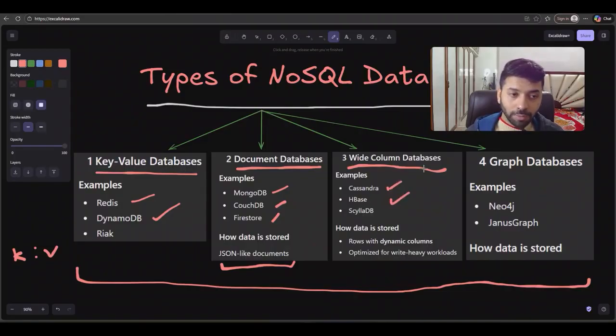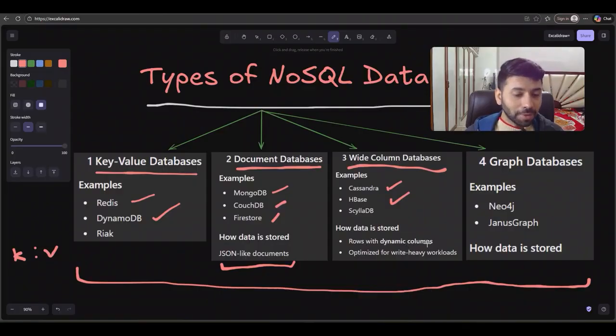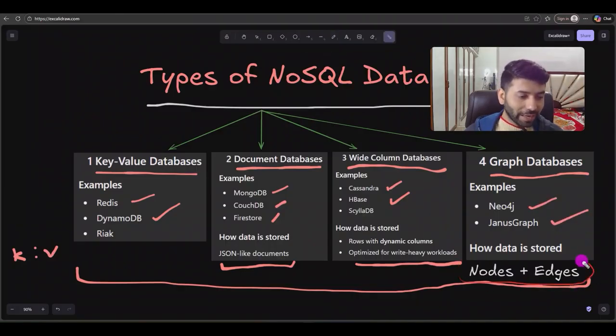Okay. How is data stored in a wide column database? In this you have dynamic columns. So rows will have dynamic columns, and these are optimized for write heavy workloads. So you would have a dynamic number of a lot of columns present in wide column databases. Okay. The fourth category is graph databases. Some of the examples are Neo4j and Genus Graph. Now how is data stored in graph based databases? Using nodes and edges, because as the name suggests, graph is a format. So we store it in the graph format using nodes and edges.